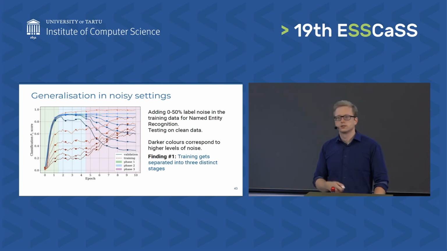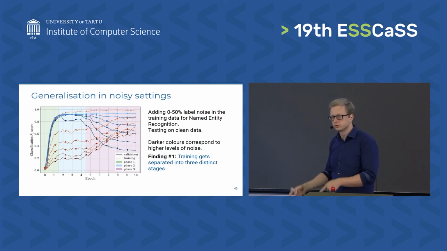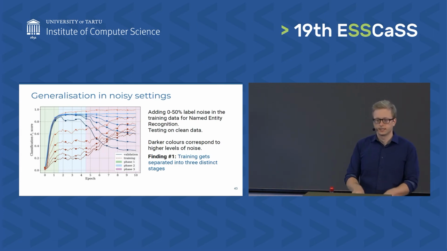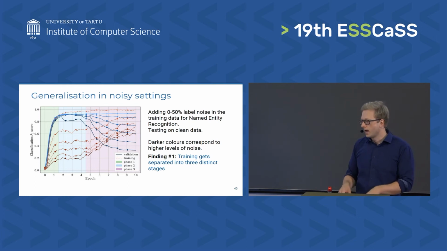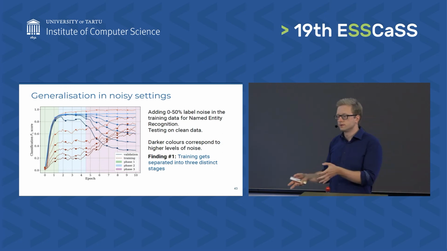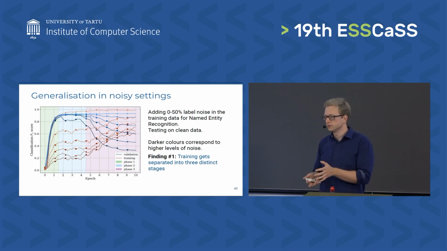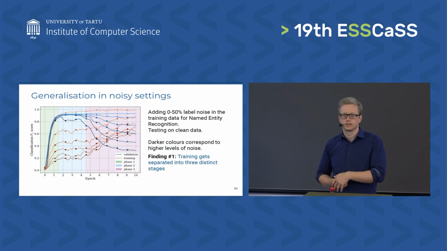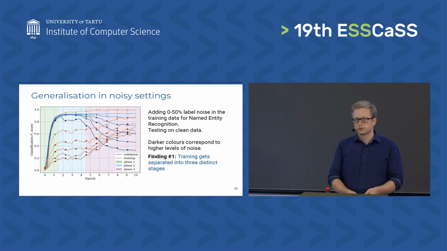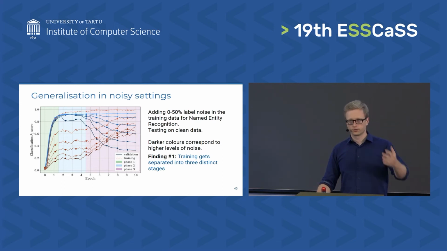And darker lines indicate models trained on training data with more noise. We had a few different findings on these experiments. Finding one was that with these models, training separated into 3 different stages. There's a first stage of general learning, where the model just learns general patterns and gets better both on the training set and on the development set.